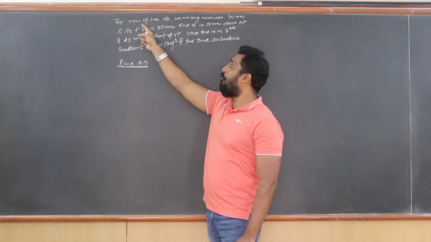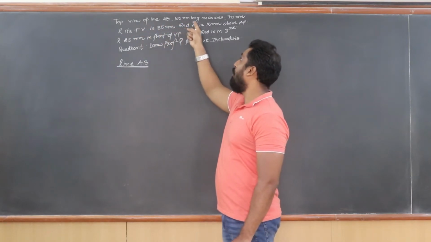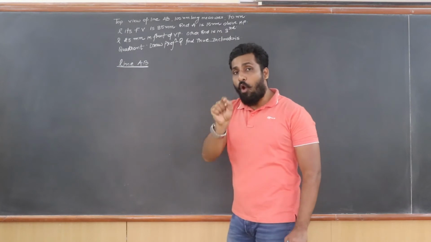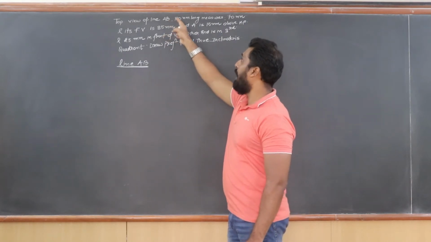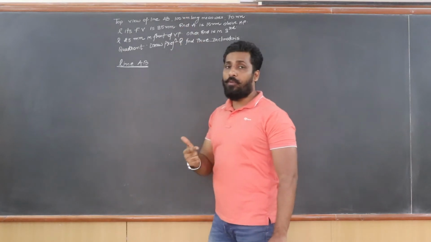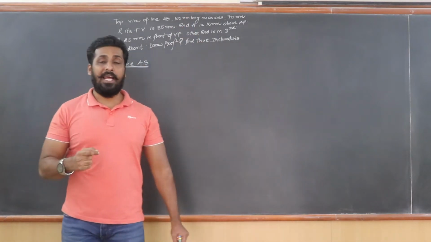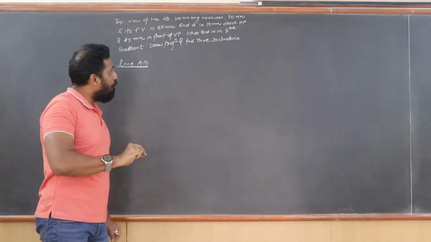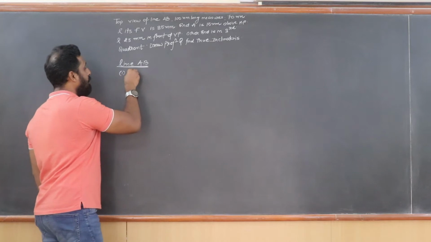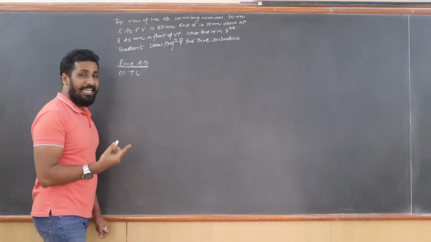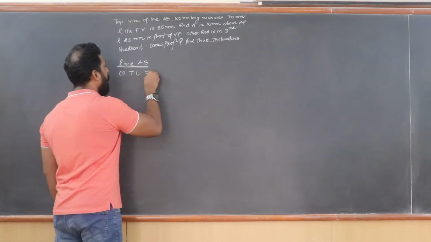So when you observe top view of a line AB 100 mm long, measures 70 mm, the top view is measuring 70 mm and the true length of the line is 100 mm. So from here we can judge that the true length of the line is 100 mm and the top view of that line is 70 mm. So the first thing that is given to us is the true length. I write TL. TL stands for true length. It is 100 mm.